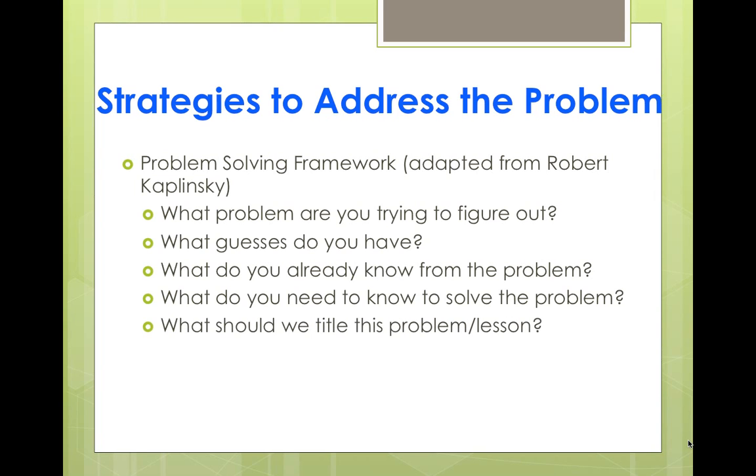Next is, what should we title this problem and lesson? Some people may wonder, why is this here? But if you follow the process, what we are asking at this time is just to bring a focus back to the problem. We want to title it, and the title will probably be something very similar to the question that's being asked. What are we about to answer?